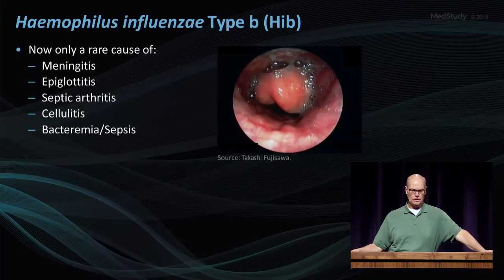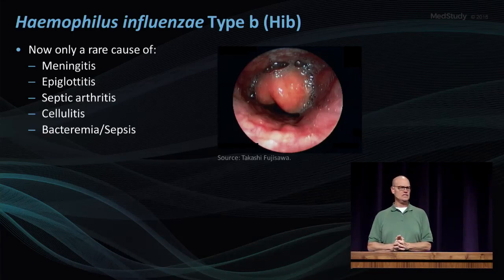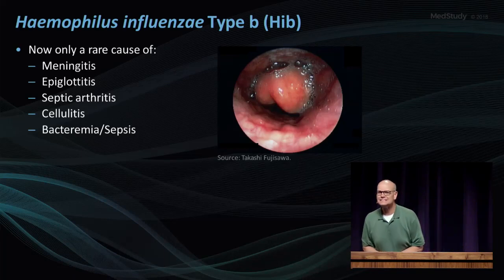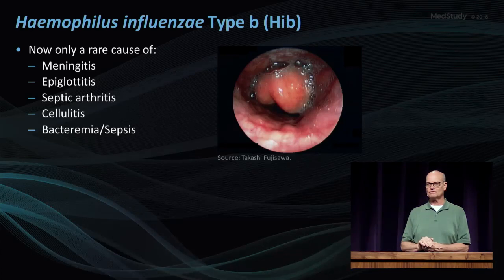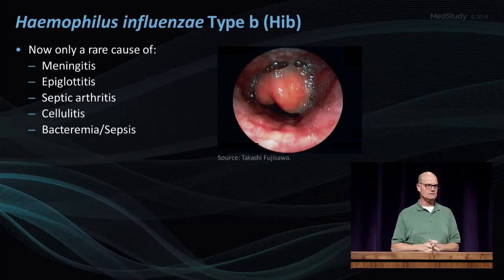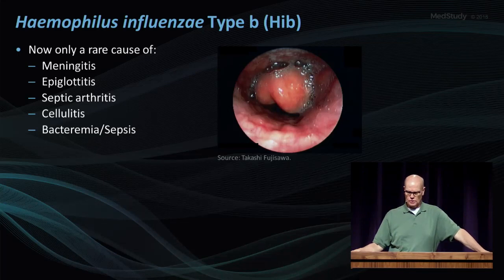Now it's only a rare cause of invasive disease. Has anybody seen Hib here? Anybody? One person? So two people. And yet if that question was asked before the vaccine, all of you unfortunately would be raising both hands. So it's just not a very common bug anymore. There's the epiglottis. You can see the secretions. This explains why the child is so stridorous and short of breath, because that's the only airway that is left.